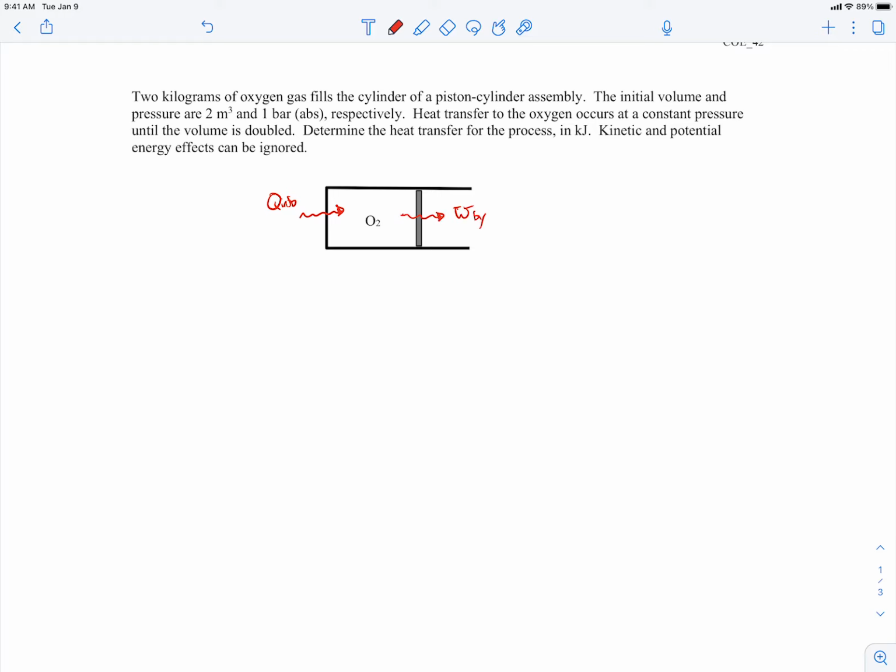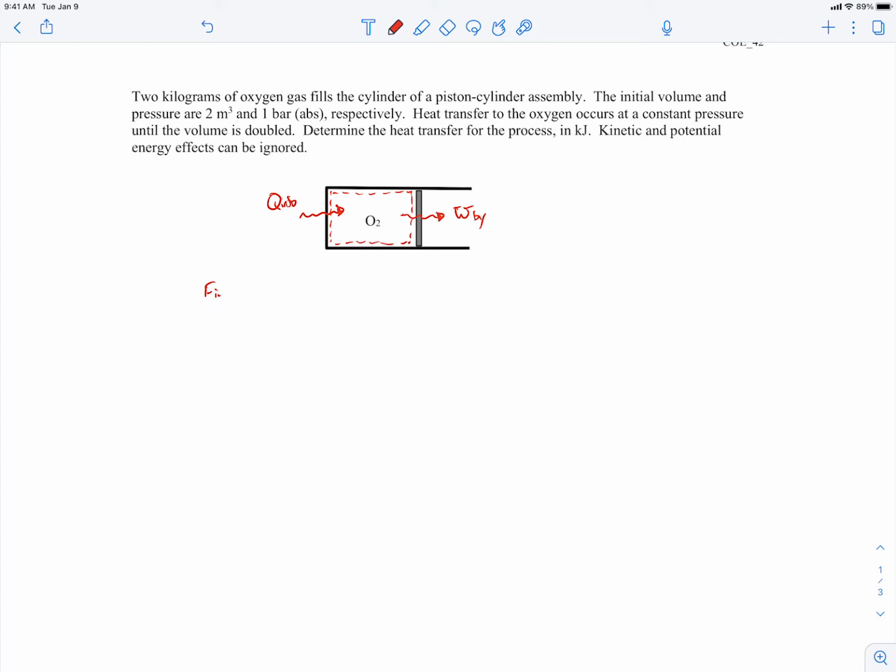And we're asked to determine the heat transfer for the process, and kinetic and potential energy effects can be ignored. So we're going to make the oxygen our system. I'm going to apply the first law to that system because we're trying to find the heat transfer, and I can see here that we're trying to solve for the heat transfer. We have some work being done. There's going to be some change in internal energy here because the initial state and the final state are different. So this really involves the first law.